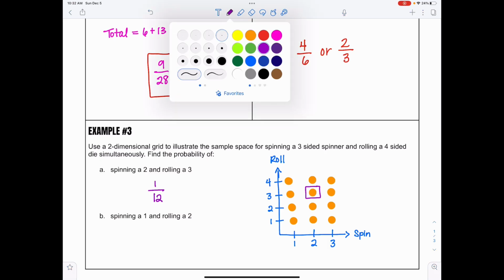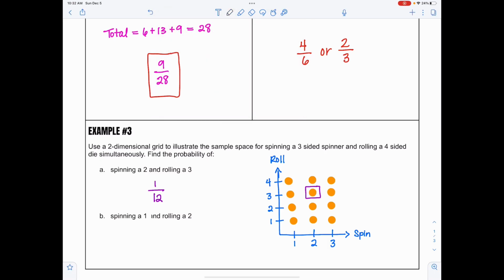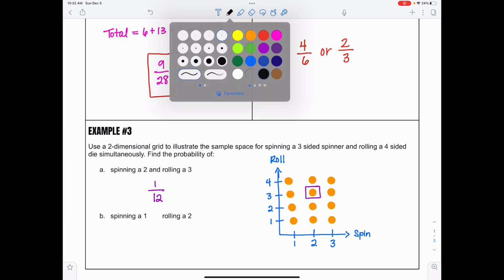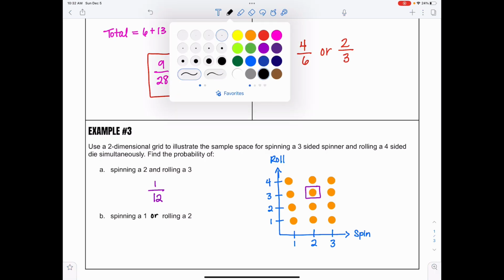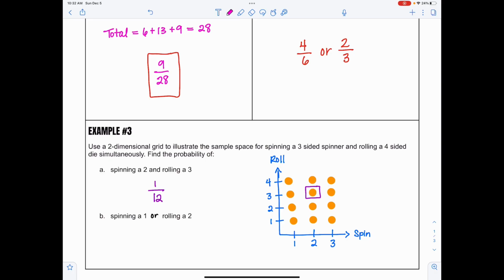Okay. The next one, it says that we want to find the probability of spinning a 1. And sorry, I had to make a correction. Or rolling a 2. So I can either spin a 1 or roll a 2. So if that is the case, if I spin a 1, I have 3 ways that I could spin a 1, because I could spin a 1 and roll any number.